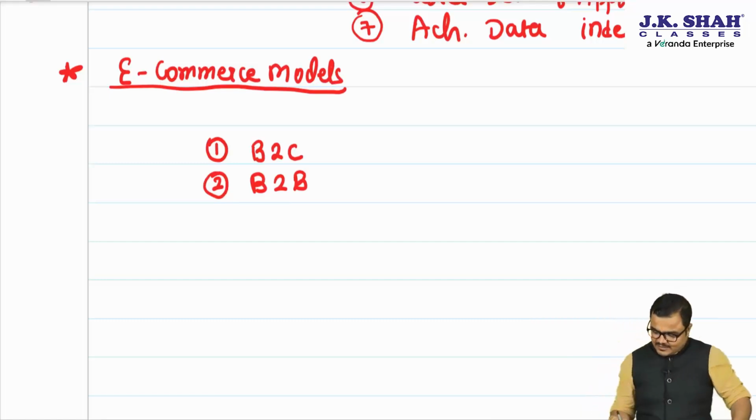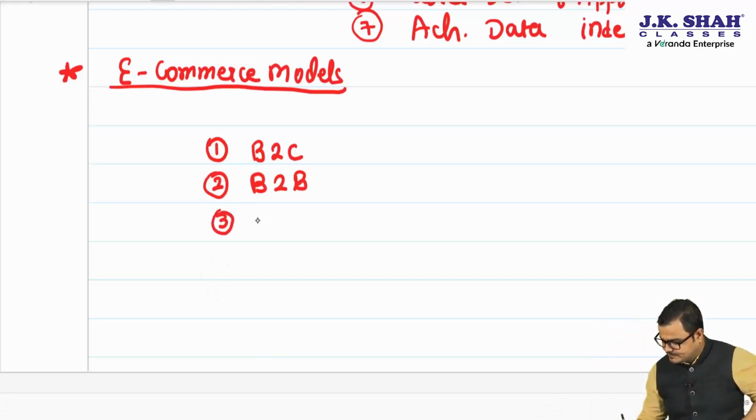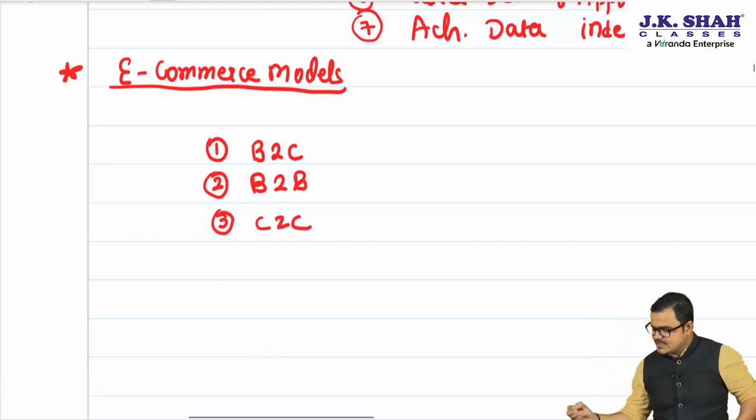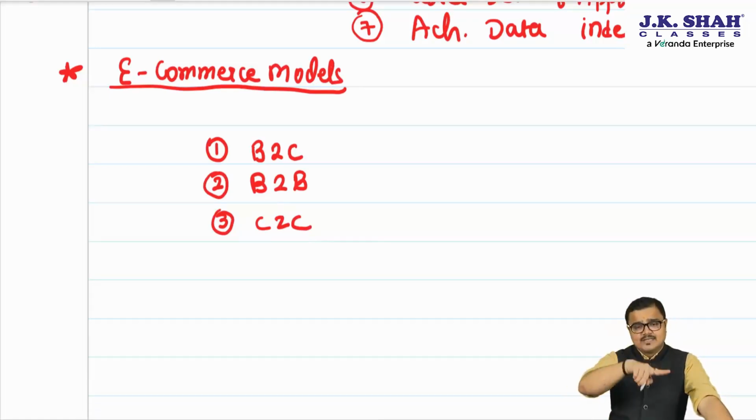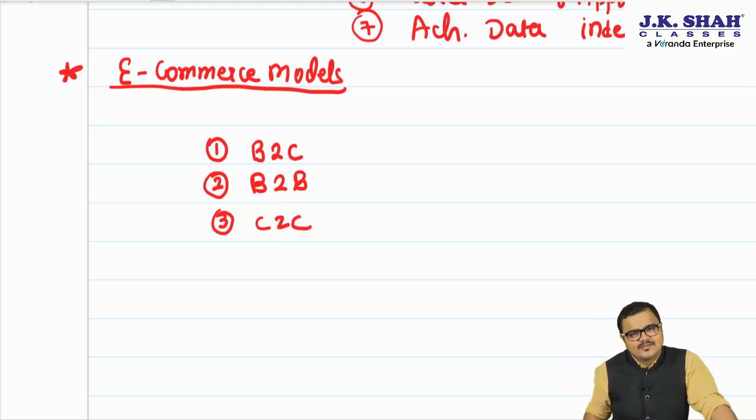Then we have the third one called C2C, consumer to consumer. What is consumer to consumer? Where one consumer is selling the product to another consumer. The one who has an excess product wants to sell it to people. Example, OLX, Cars24, where one consumer is directly selling the product to another consumer. It's a C2C platform. Do you agree with me? Yes, sir.